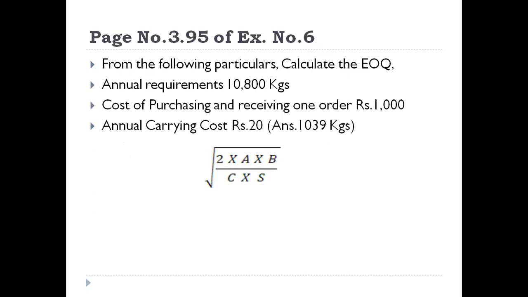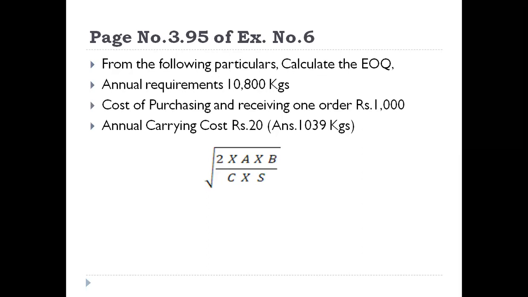Our annual requirement is given as 10,800 kgs. So the number in units is given, right? And the cost of purchasing and receiving an order is 1,000 rupees. Annual carrying cost is 20 rupees. Only these three pieces of information are given. Now, a percentage is not given, so it means you need not multiply with the cost per unit. Cost per unit will not be required here.